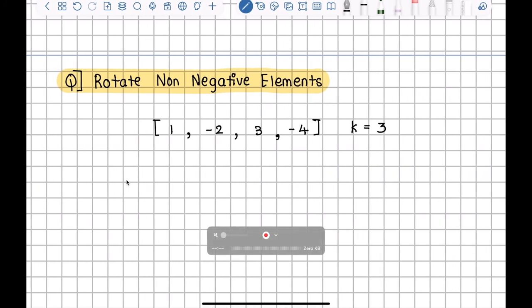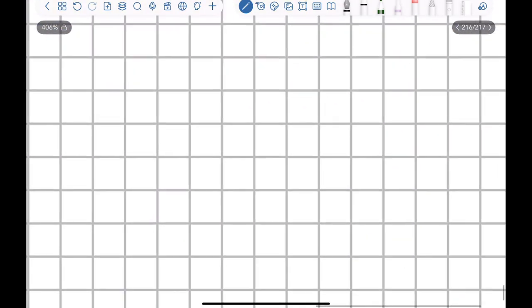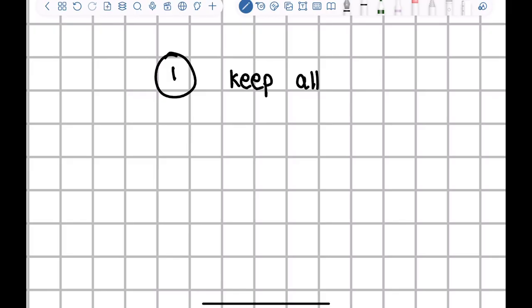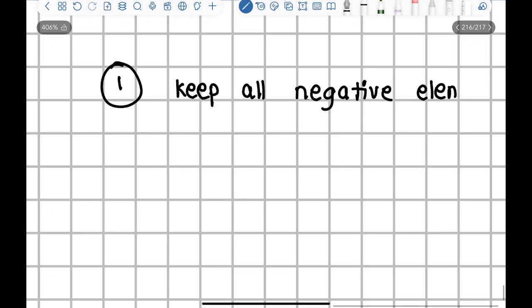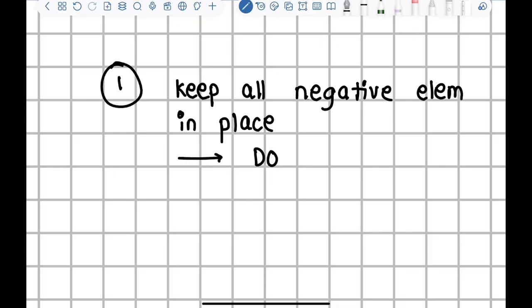So, what are they telling me? The first thing that they're telling me is to keep all the negative elements in place. That means I should not move them. Do not move them. Okay.